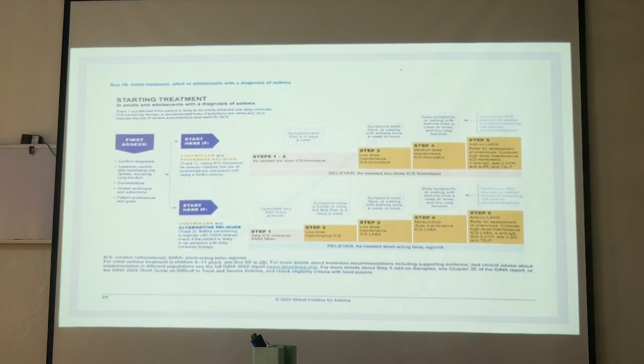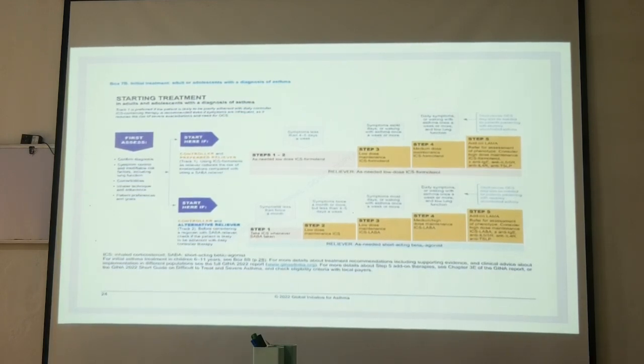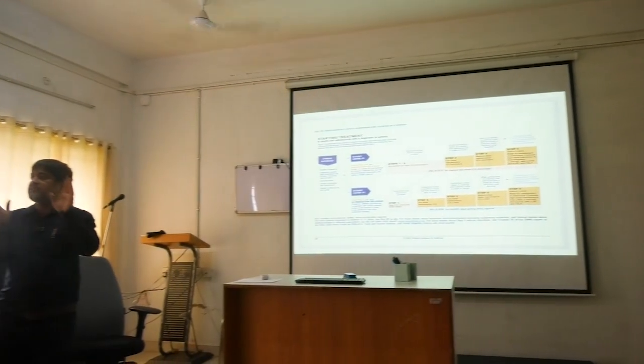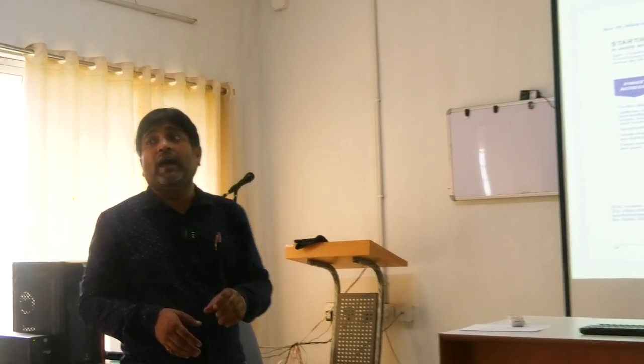In step 1, the patient is put on a short-acting beta-2 agonist as and when needed. In step 2, where there is more frequent exacerbation, the patient is put on low-dose inhalational corticosteroid and a short-acting beta-2 agonist as and when needed. When there are more frequent exacerbations, then step 3 therapy, where low-dose inhalational corticosteroid is combined with long-acting beta-2 agonist, and similarly we add on other therapy.